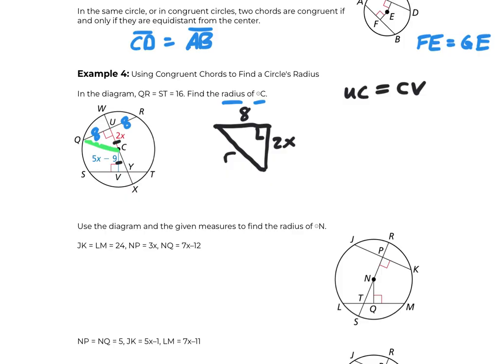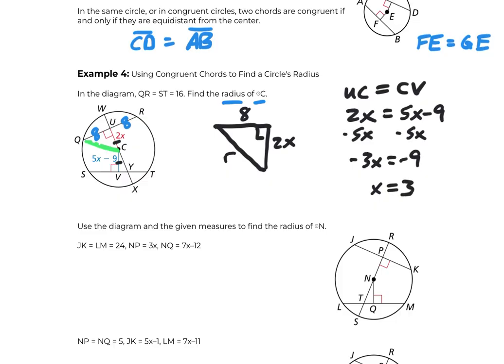UC is 2x. CV is 5x minus 9. Because those 2 pieces are equal, I can set them equal to each other, and now I can solve for x. So now it's just a 2-step equation. I'm going to subtract 5x, and I'm going to divide by -3. And I get x equals 3.